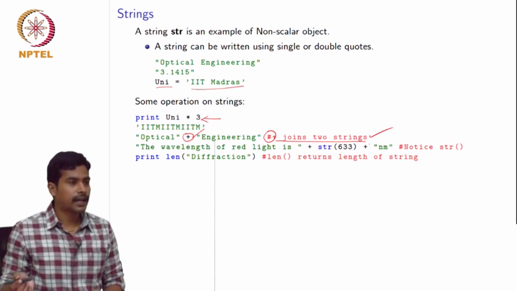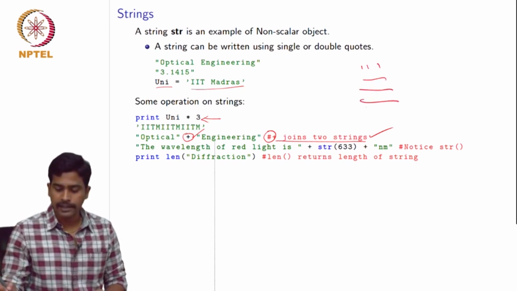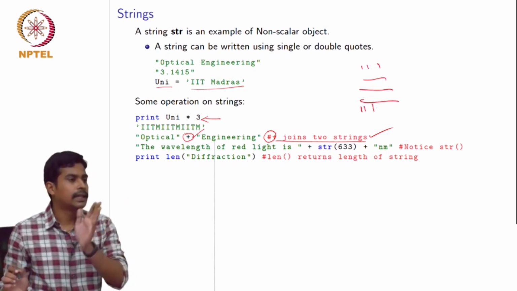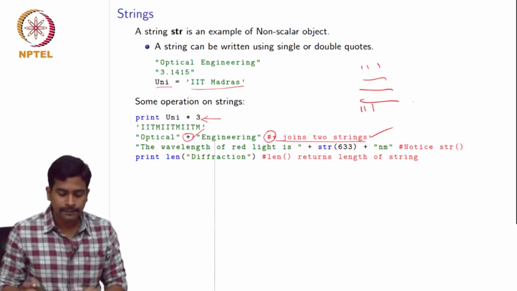Another way of writing comments in Python is using 3 quotation symbols, and you can write your comments here and then close again with 3 single quotes. So this is another way of writing comments. This is also called block comment.